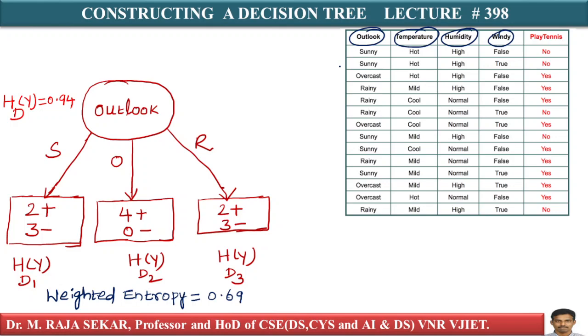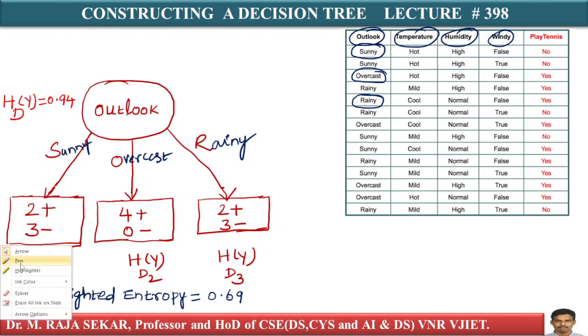When I break it using the Outlook feature, Outlook has 3 possible values, 3 categories. What are they? Sunny, overcast, rainy. These are the categories of this Outlook feature: sunny, overcast, rainy.